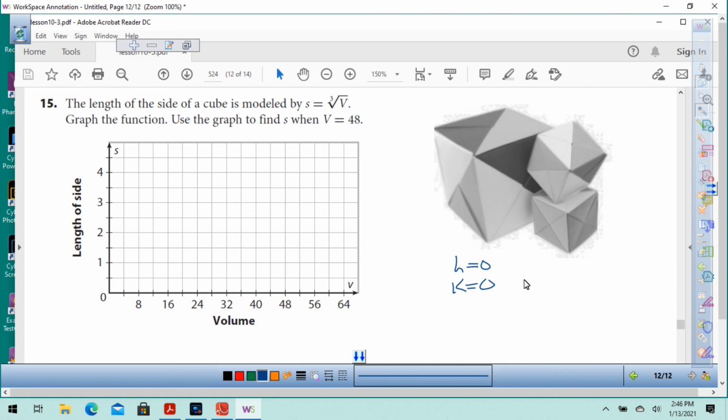What we could do is, well, put a 0 in. The cube root of 0 is 0, so we got 0 here. All right. And probably the next one I'd use is 8. What is the cube root of 8? That's 2. And then, let's see, what would be another? 27.